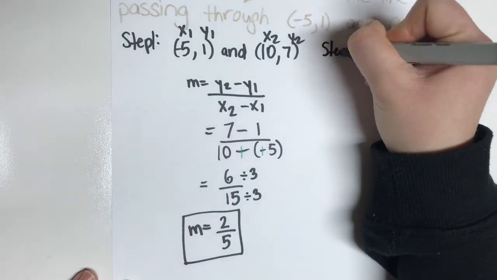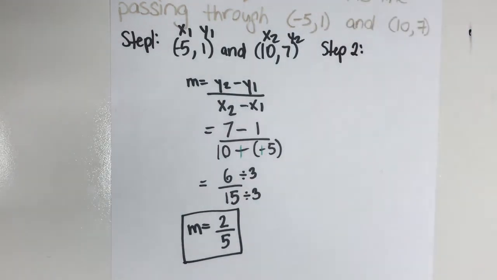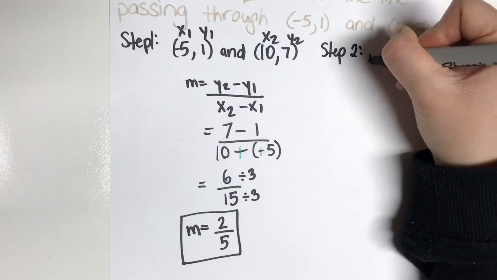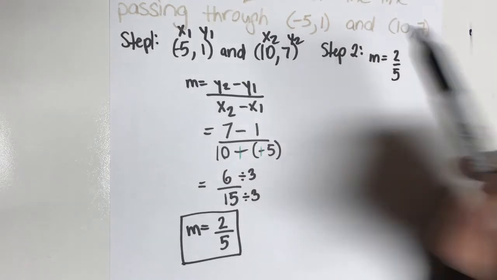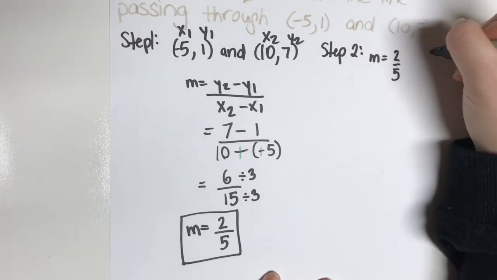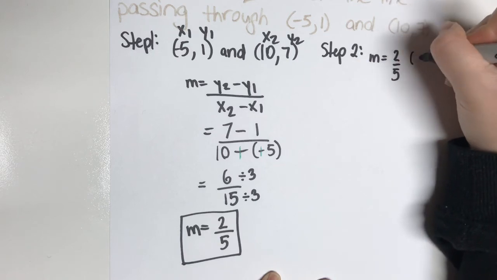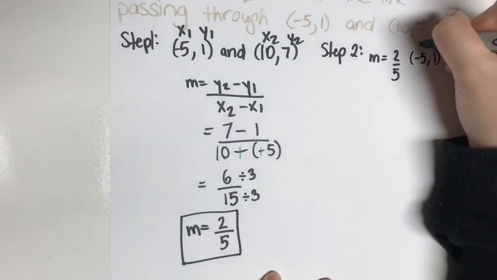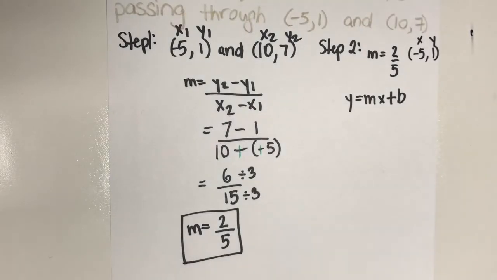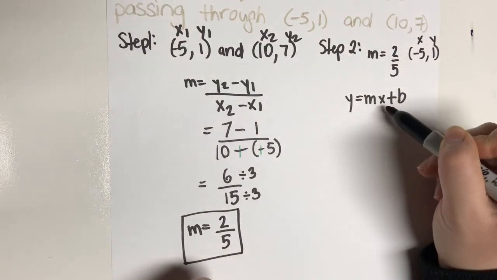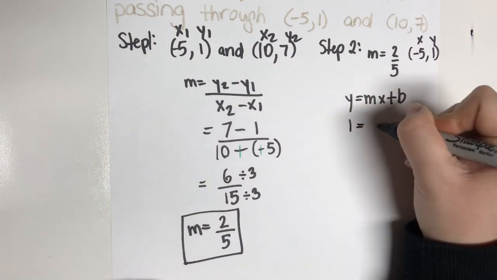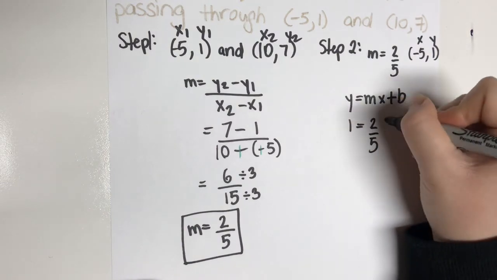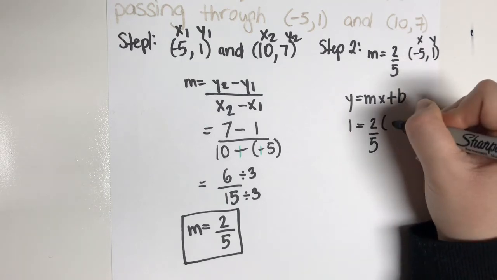Now I'm going to do step 2. I'm going to find the y-intercept. So I know that my slope is 2 over 5, and I'm going to pick one of the points. It really doesn't matter. I'll pick the first one, or this time I'll pick the second one actually. Or the first one. It doesn't matter. Okay, I'm going to call this x, and I'm going to call this y. I'm going to put them into the equation y equals mx plus b, because I know y, m, and x, I just don't know b, so I'm going to use them. So y was 1, m is 2 over 5, and x is -5.